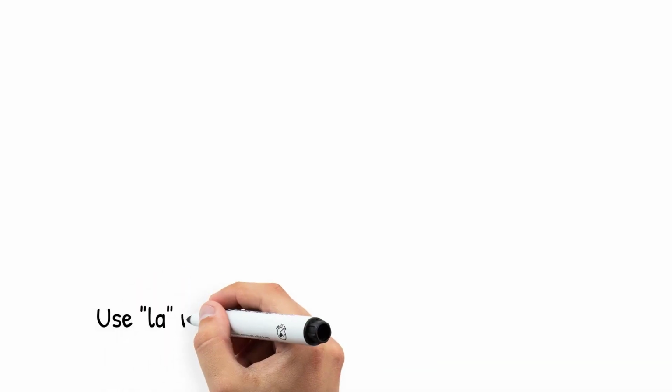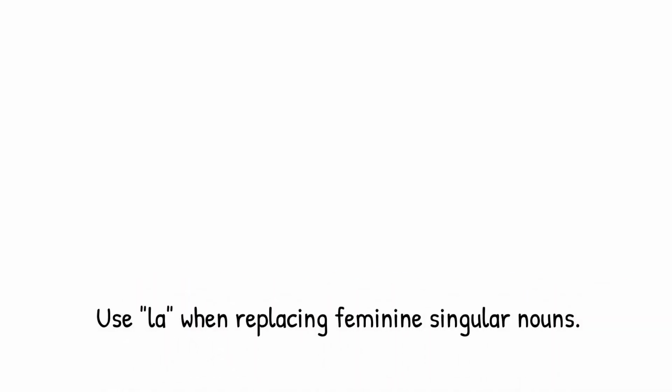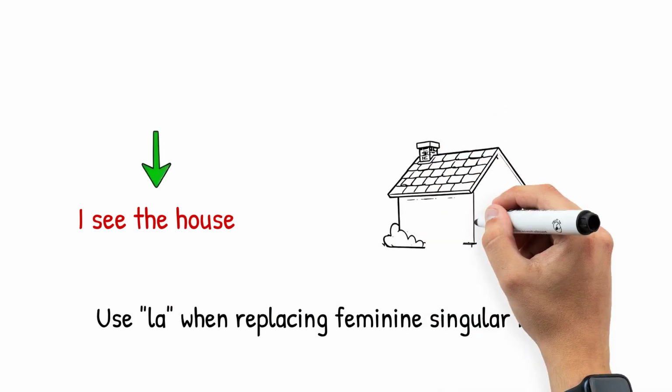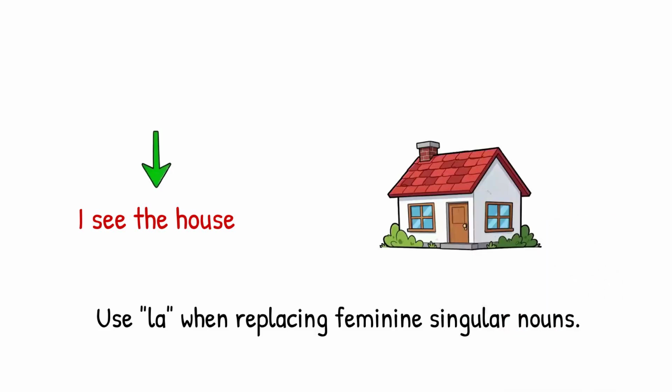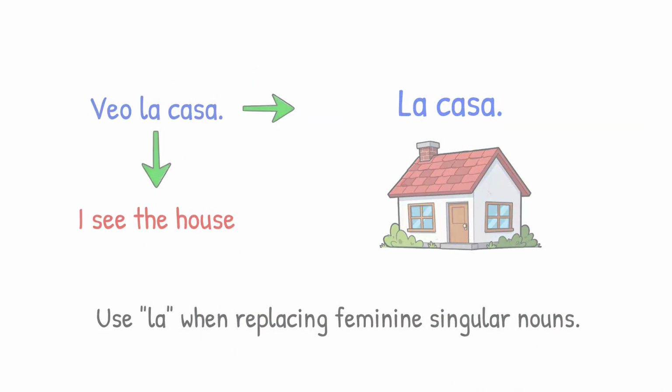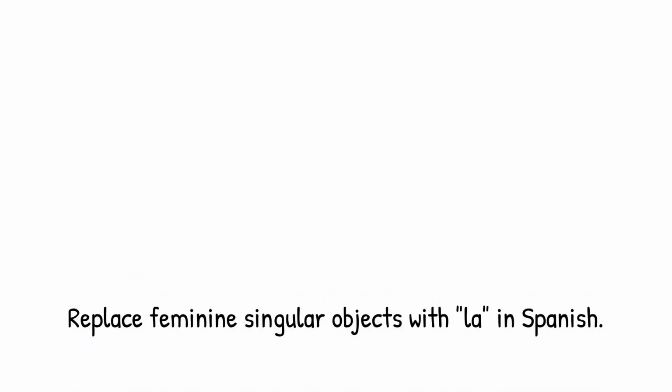What does la replace? Now let's use la. Use la when the thing you replace is feminine singular. Example. Veo la casa. I see the house. What do I see? La casa. Feminine singular. So, veo la casa. La veo. I see it.